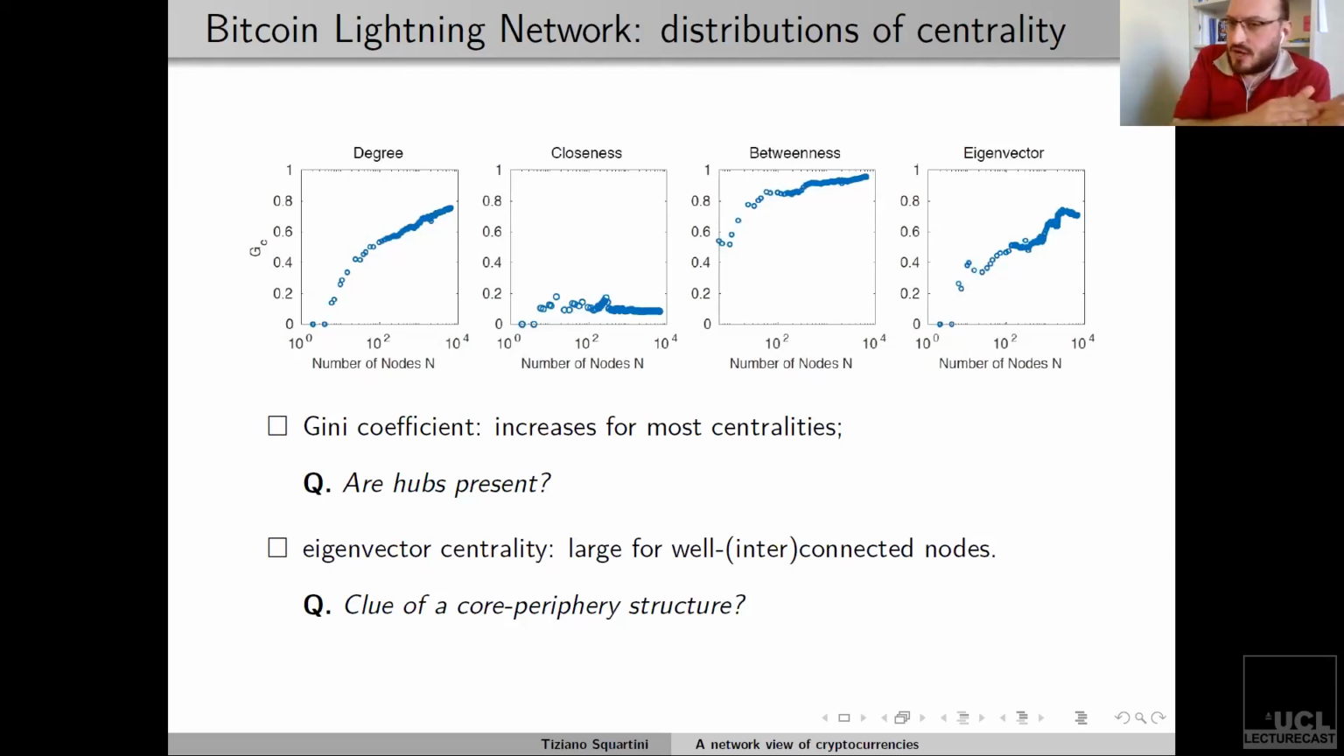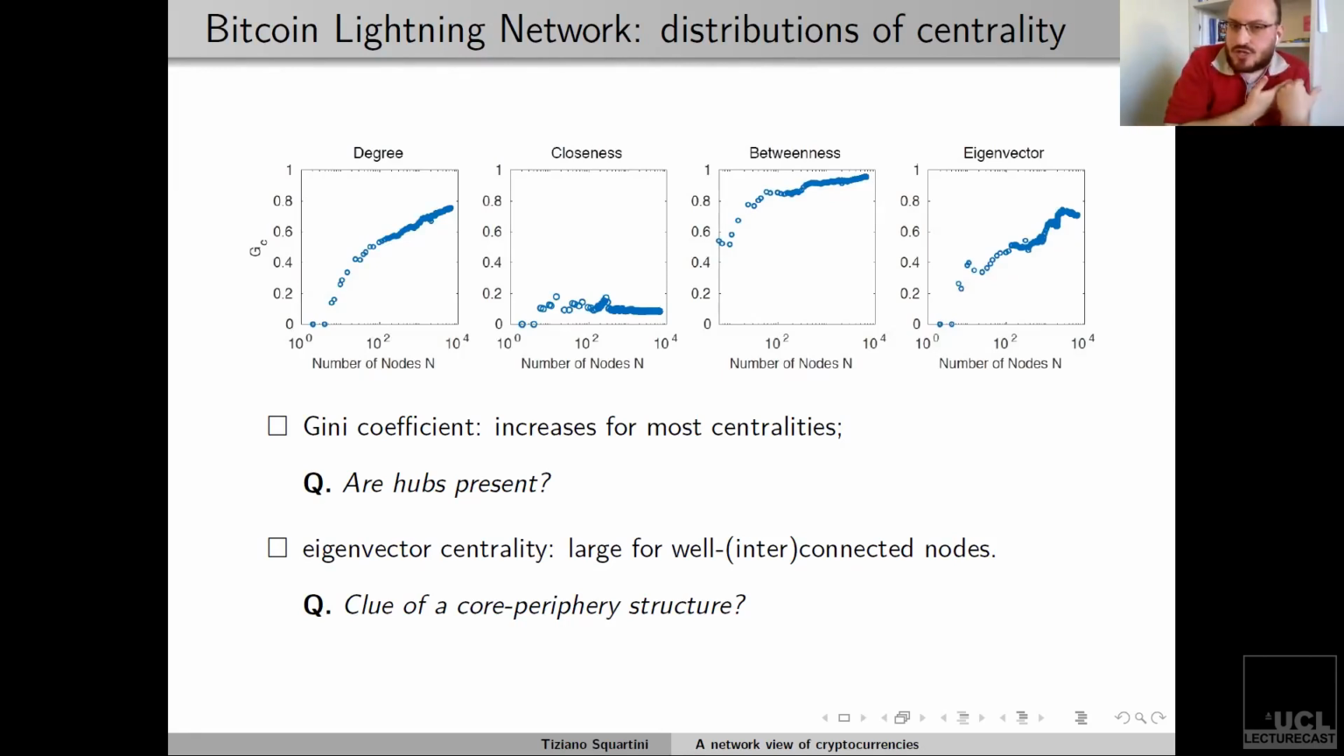So let's recall that the Gini coefficient is 0 if all the nodes are on the same ground, basically, they have the same wealth. And it is 1 if there is a node that has everything and all the other nodes have nothing. Well, for what concerns centrality, it's going to rise. And it rises for the degree, the betweenness, and the eigenvector centrality. For the closeness centrality, it remains quite stable, and there is a reason, and I will show it later. So the rise of the Gini coefficient tells you that, in a sense, the structure is becoming more and more centralized.